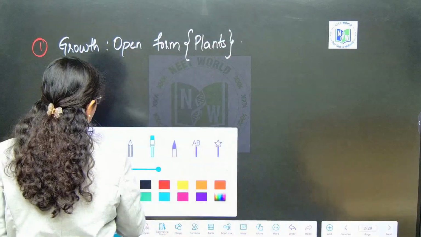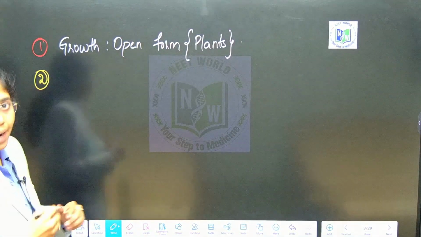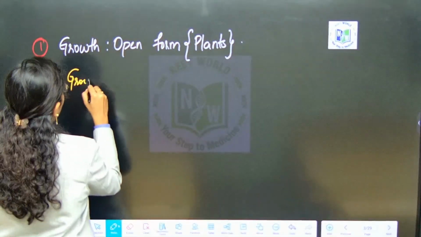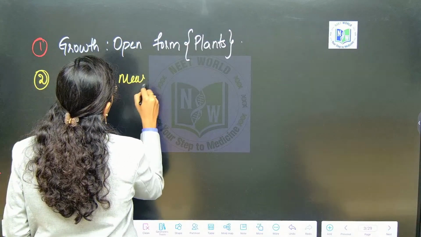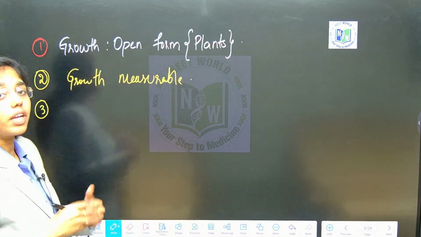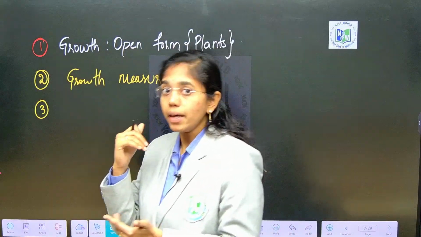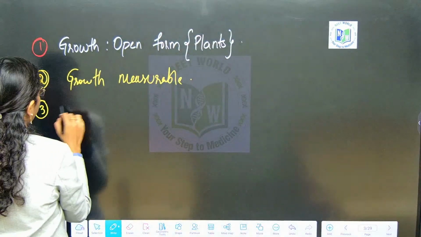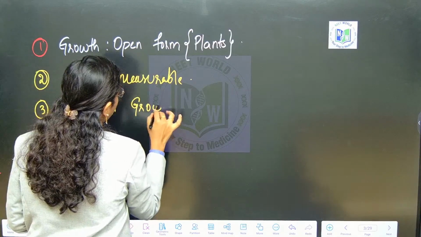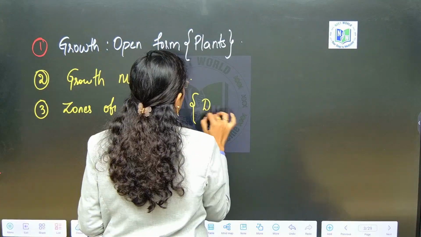Fine, right? And then we have to go through, is growth measurable and in what ways you can measure the growth of plant. Growth measurable. Fine. And then go on the highlighted regions of the plant growth, like meristematic zone, elongation zone and differentiation zone. Zones of growth. Followed by differentiation, dedifferentiation and redifferentiation concepts.